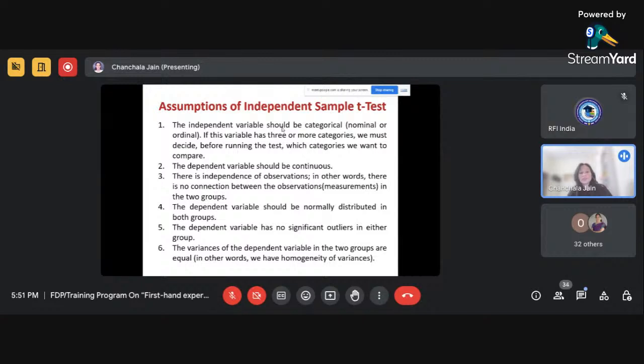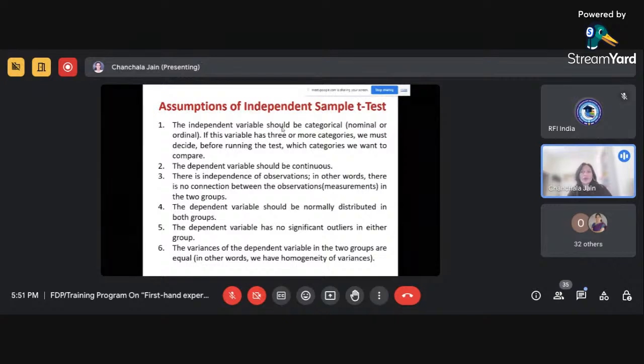Second assumption says the dependent variable should be continuous. Means whatever is your dependent variable or second variable, it should be continuous or numeric. Third says there is independence of observations. That means whatever observations we are taking in the data in both the groups, they should not be connected with each other. So that way we need to check.